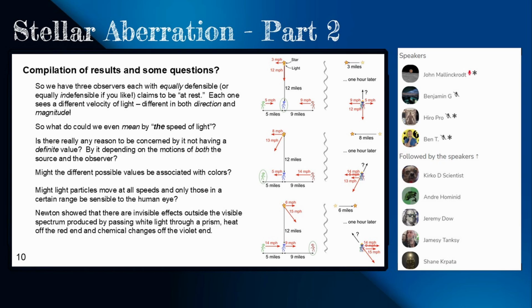So that's why I did that. But there's nothing special about it. The blue guy says, oh, that light's traveling at 12 miles per hour. The green guy says, no, it's not. It's traveling at 13 miles per hour. And the red guy says, no, it's not. It's traveling at 15 miles per hour.